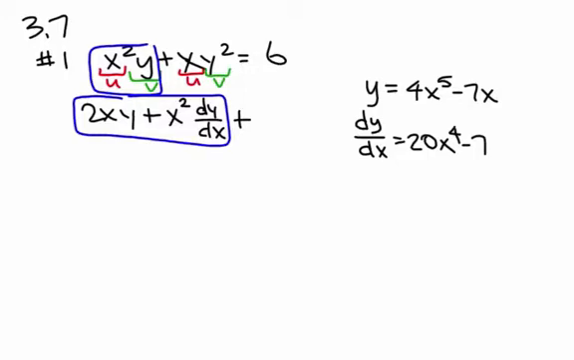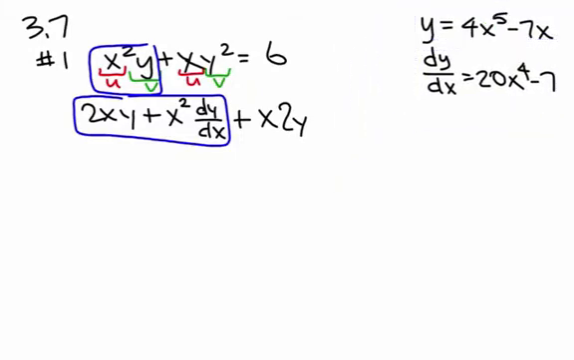It's no different than if I had said y equals 4x to the fifth minus 7x. What's the derivative of that? You would write down dy/dx equals 20x to the fourth minus 7. You would do that already. So that's why, when we do this product rule right here, the derivative of y is dy/dx.